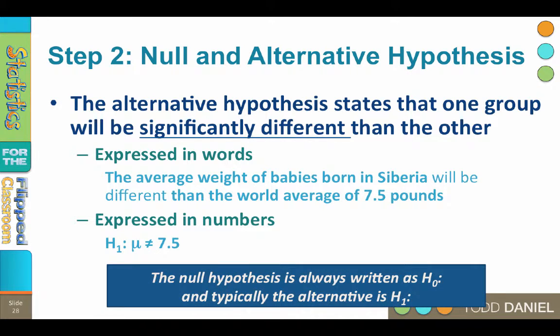The null hypothesis is always written as H sub 0 colon. And typically the alternative hypothesis is written as H sub 1 colon. The alternative hypothesis may also be written as H sub a or H sub 2 if you have multiple alternatives, but the null is always H sub 0.